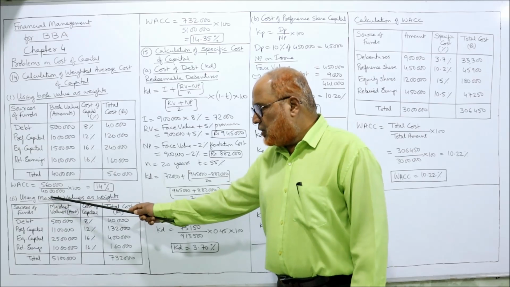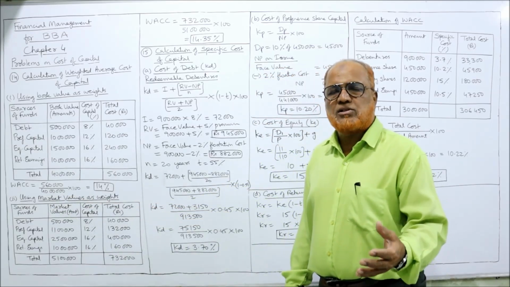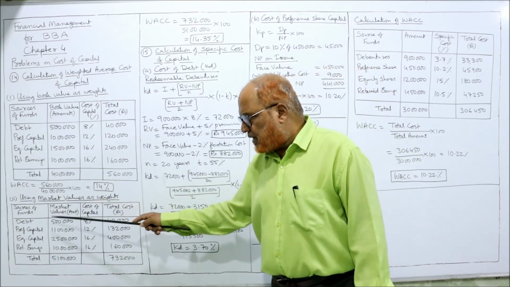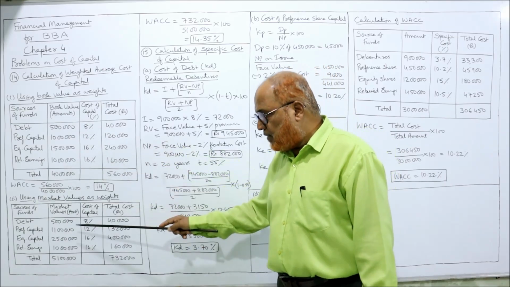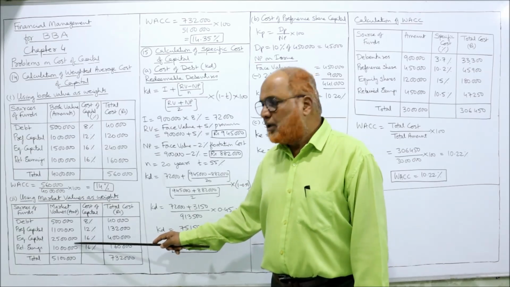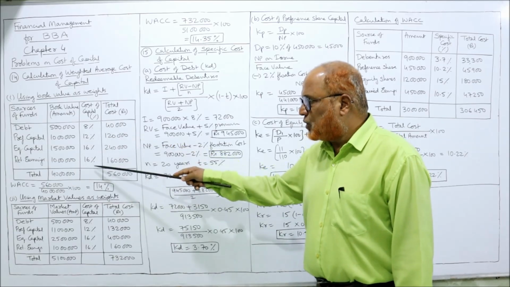Now using market value as weights. In the problem it is asking you to calculate WACC for both book value and market value. Same sources of funds, market values. Earlier we have taken book values, now we are taking market values. All the four market values are given in the problem. The total is 51 lakh. Specific cost same, no change.